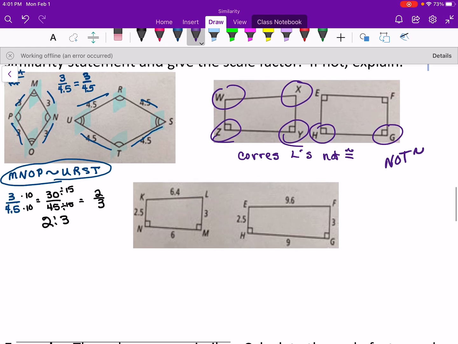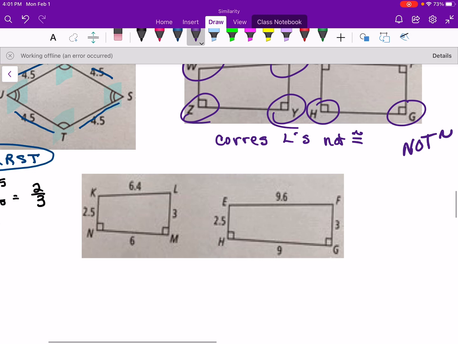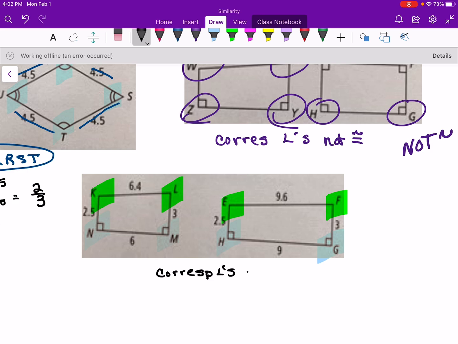And finally, the last one. Again, we're going to check the angles. Angle N and H are congruent, M and G are congruent, but we don't know the measure of L and K, E and F. Since we cannot tell if the angles are congruent, we're going to assume that they're not. So corresponding angles not congruent.